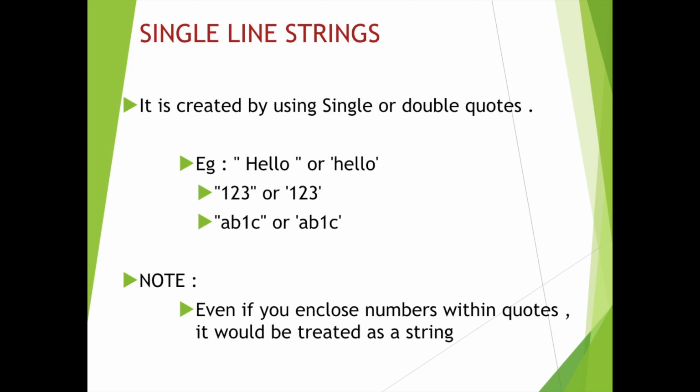Next, you should keep this in mind: even if you enclose numbers within quotes, they will be treated as a string. As in the case of 1 2 3, it is generally a number, but if I enclose it within quotes, then it will be converted into a string, not a number. So, if you intend to use a number, then do not surround it within quotes. But for alphabets and all, you should definitely enclose them within quotes.